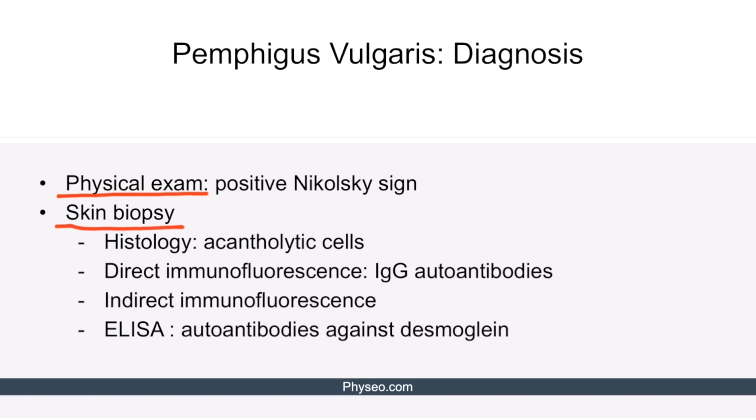Usually, a skin biopsy from the skin adjacent to the blister is required to confirm the diagnosis. Histology shows acantholytic cells that are the result of separated keratinocytes due to affected desmosomal junctions. Direct immunofluorescence is then performed and typically reveals a fishnet appearance due to IgG autoantibodies and complement deposition. Indirect immunofluorescence, or ELISA, can also be used for the detection of circulating autoantibodies against desmoglein 1 and 3.